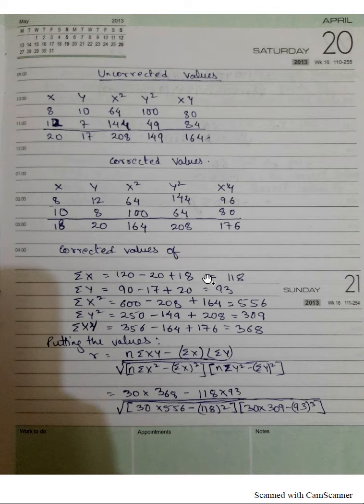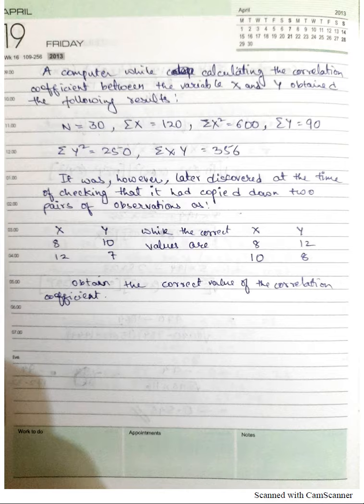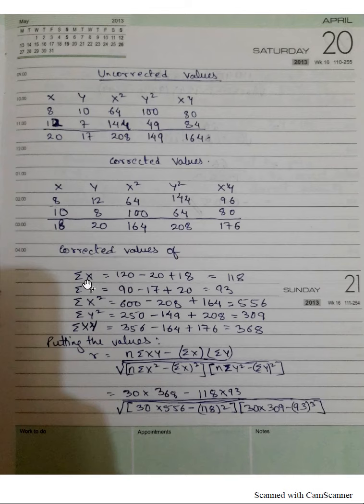So now we'll find the corrected values of summation x, summation y, summation x square, summation y square, and summation xy. So first, summation x is given as 120. To find the corrected value of summation x, we write the wrong value first, 120, minus the wrong value of the addition of the two variables, 20, plus the summation of corrected values, which is 18. It will be 118.